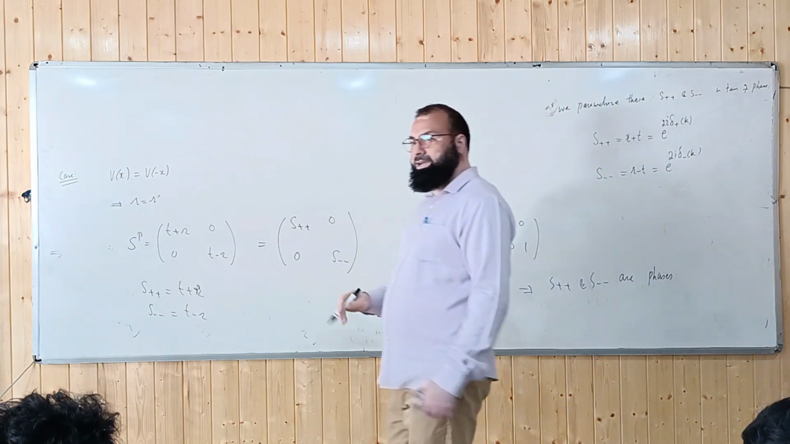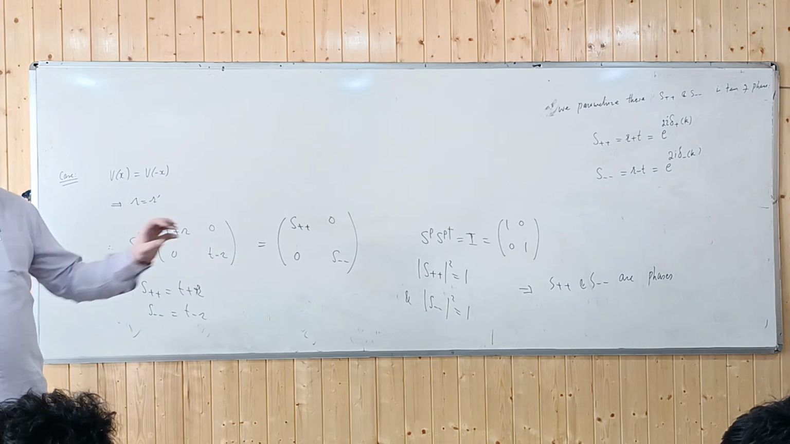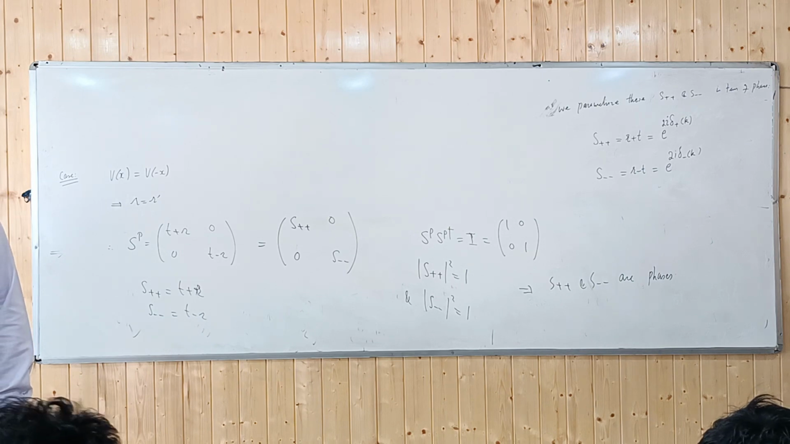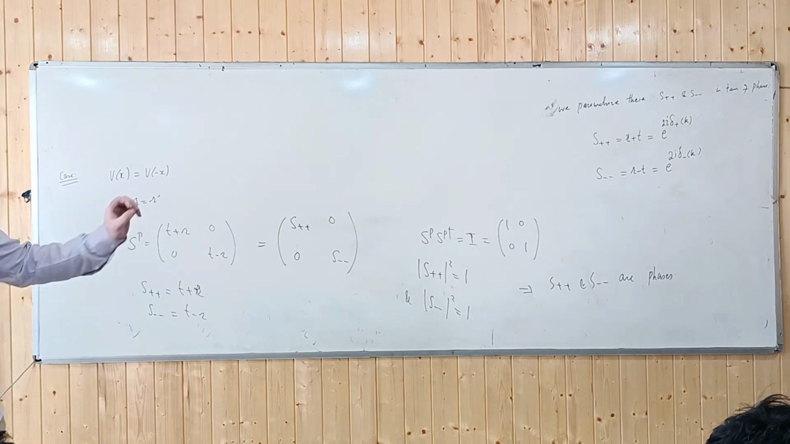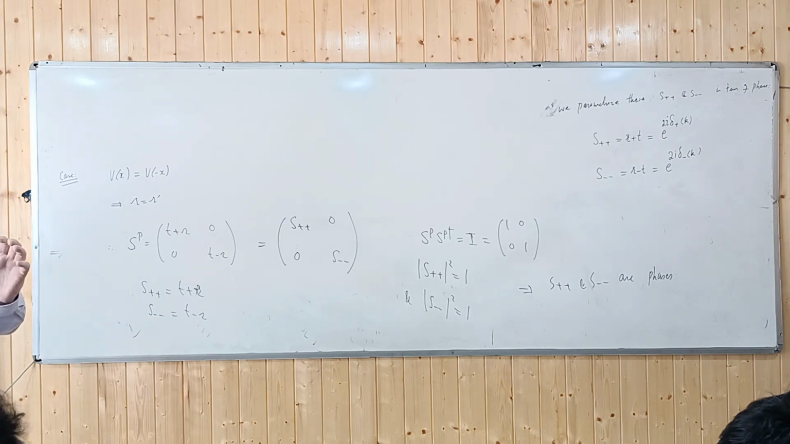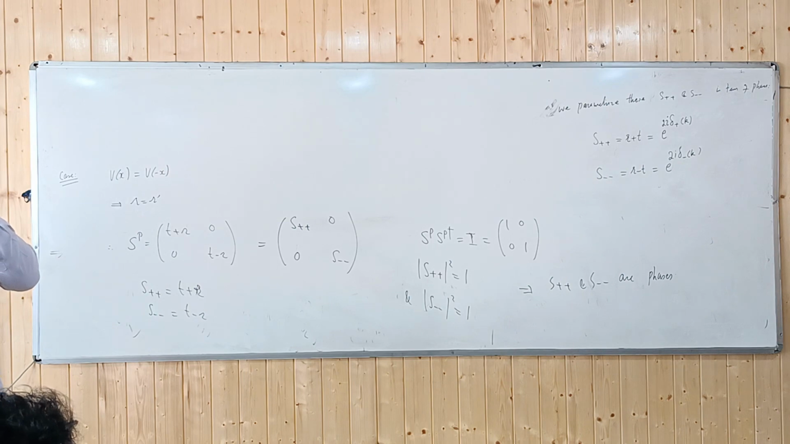Got it? So in a given scattering process, if you are able to figure out what these phases are, your scattering problem is done. So in other words, your scattering problem is reduced to merely finding these phases. They will just give you how the phase of an incoming wave changes because of the scattering. Clear? Got it?